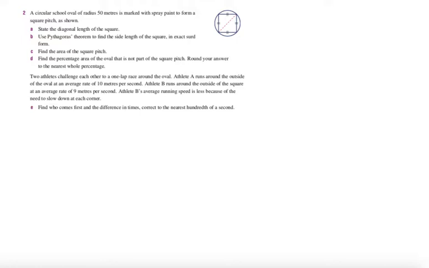Alrighty, so a circular school oval, as we can see drawn up here, has a radius of 50 metres and is marked with spray paint to form a square pitch as shown there. State the diagonal length of the square. So the diagonal length of the square is going to be here to here. As we can see, the corners of the square lie on the circle. If we know that the radius, which is going to be this length here, is 50 metres.